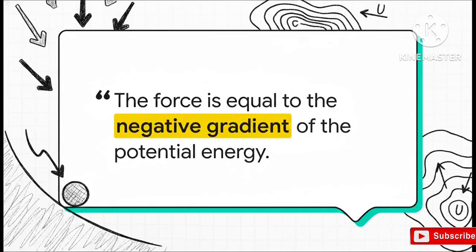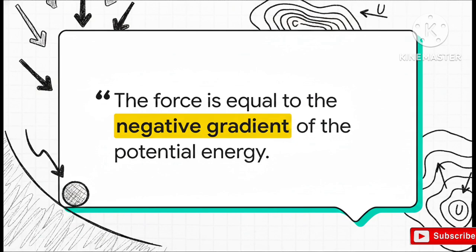And wow, does this bring our entire journey full circle. F equals negative del U. The force is equal to the negative gradient of the potential energy. This advanced multivariable equation proves that conservative forces are simply the physical manifestation of the potential energy we discussed at the very beginning of this explainer.